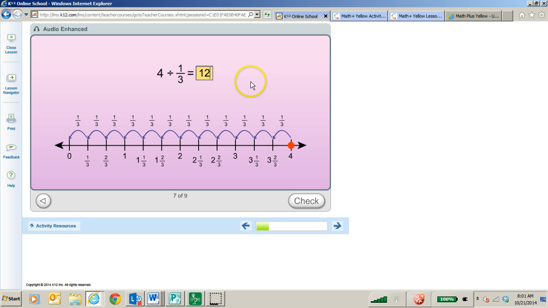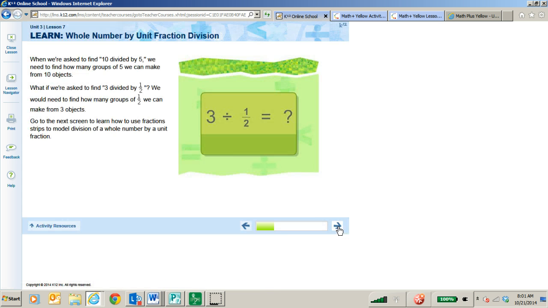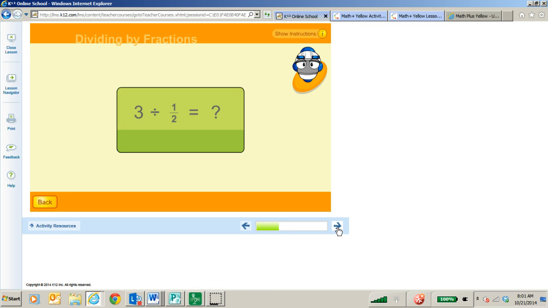Now, one thing that you may be tempted to do is resort to the standard algorithm where you take the problem and you change the sign and flip to the reciprocal, but that really isn't helping students understand what division is. So this lesson is key, and we don't really want kids to follow that procedure.